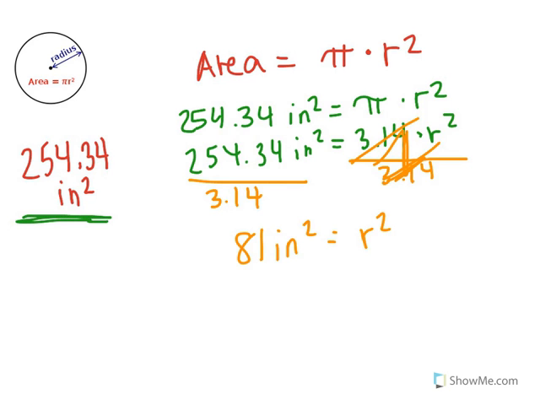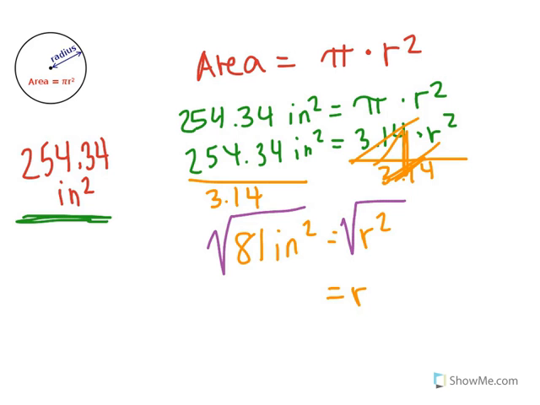Now I don't want to know what r squared is, I want to know r. What is my radius? If you remember, the opposite of squaring a number is finding its square root. And if I take the square root of the right side, I have to do the same thing to the left side. Remember, with square roots, we're asking ourselves, what number times itself gets me that squared? So r times r gives me r squared, so the square root of r squared is r.